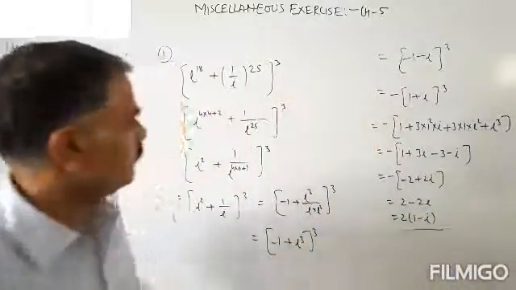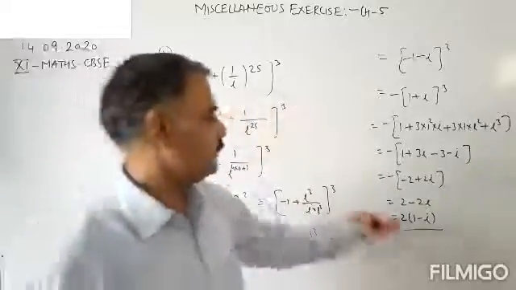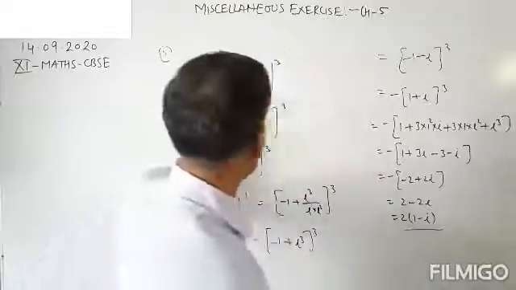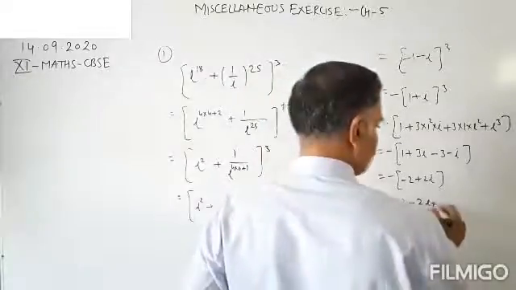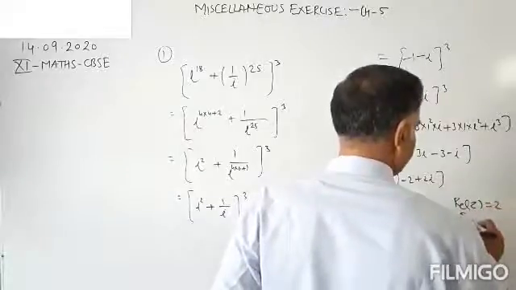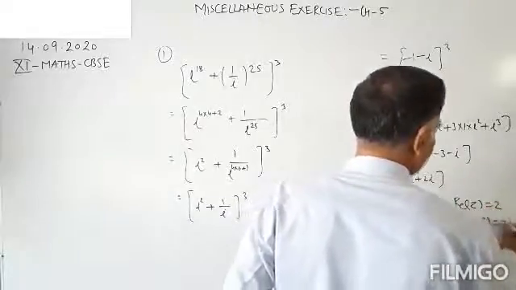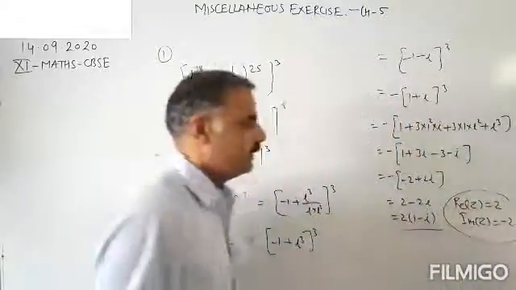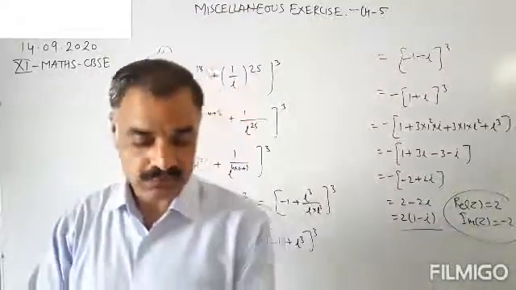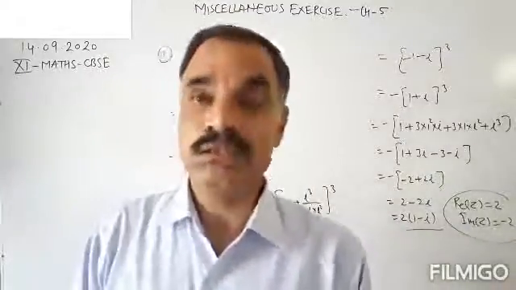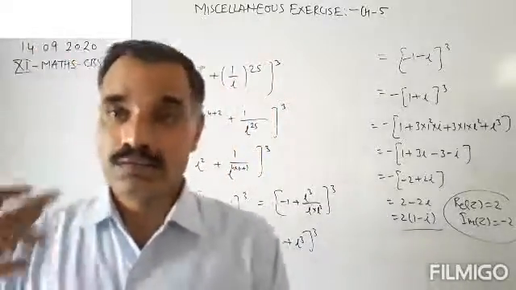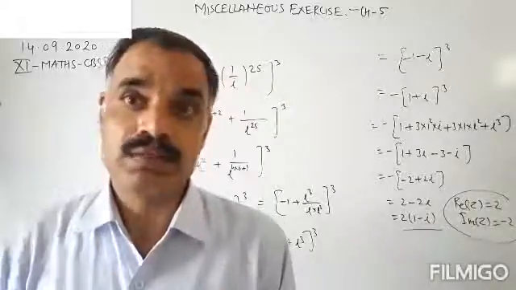So the value of this equals 2 into (1 minus iota), or the standard form of this is 2 minus 2 iota. The real part of the given complex number is 2 and the imaginary part is minus 2. In this way we can solve the question. No problem in this question. In question number 1, we just have to simplify or find the standard form of the given complex number.